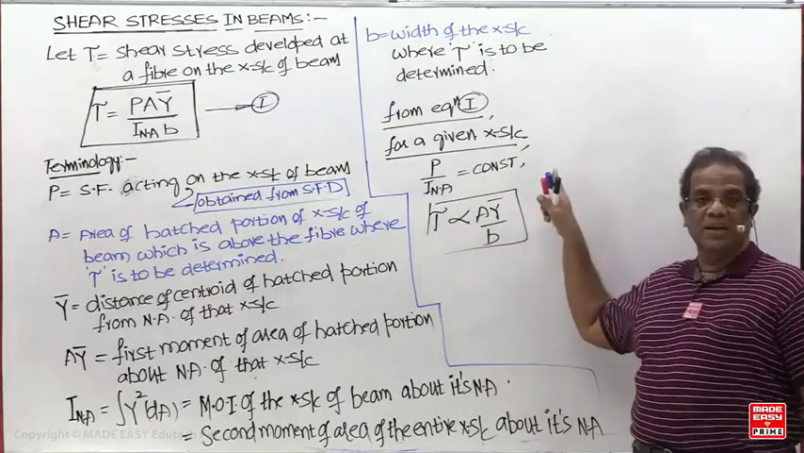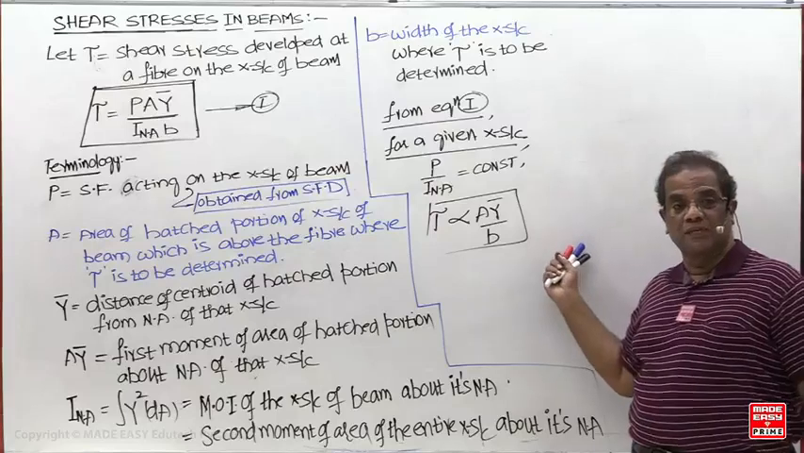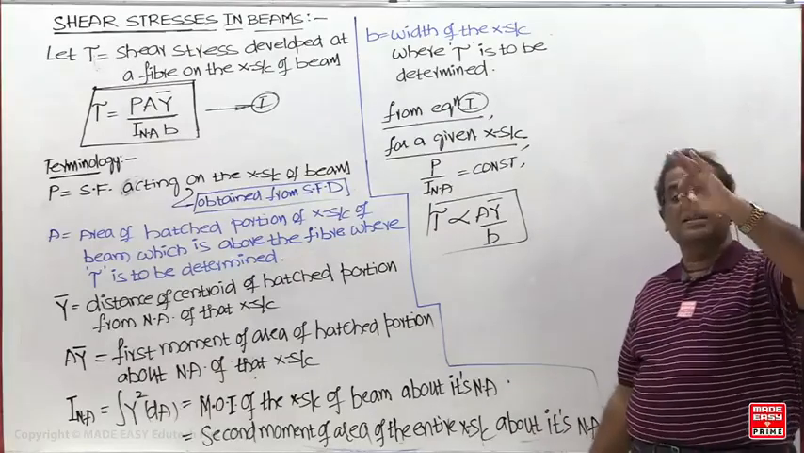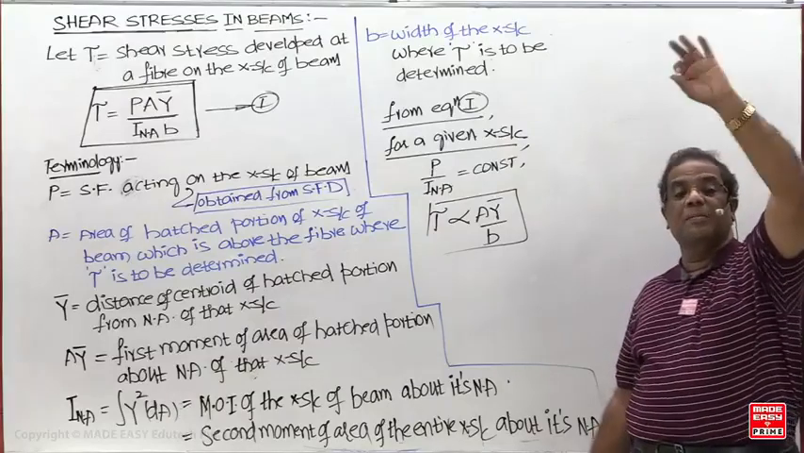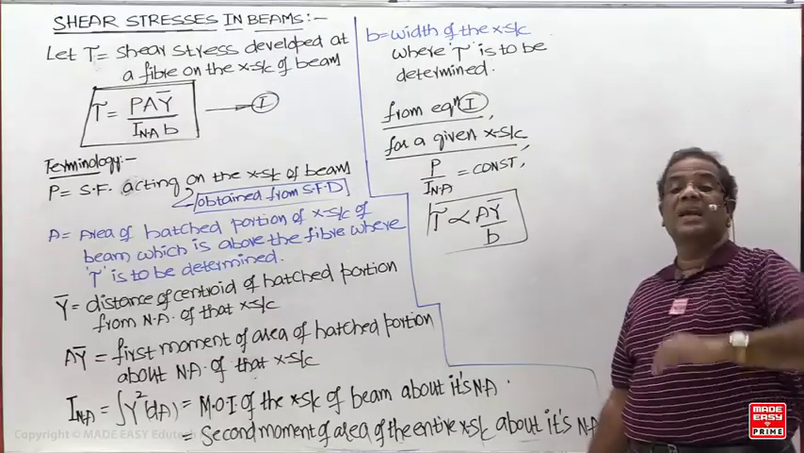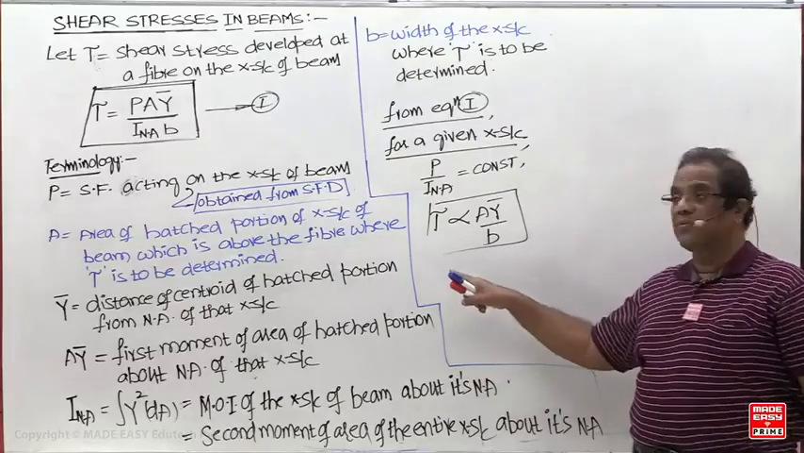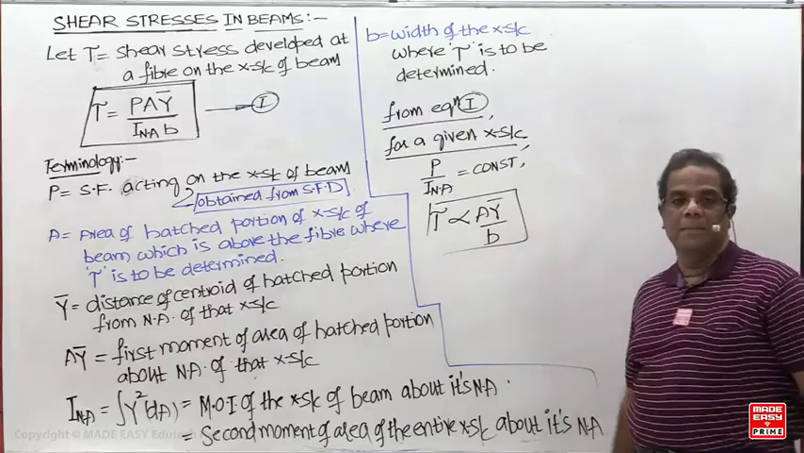But bending stress, what did you read? M by I is constant, then bending stress is proportional to Y. So bending stress depends only on Y, and it is maximum where Y is maximum, that is at the extreme fiber. That's why bending stress is always maximum at the extreme fibers, far away from the neutral axis. But shear stress depends upon three parameters, AY bar upon B.